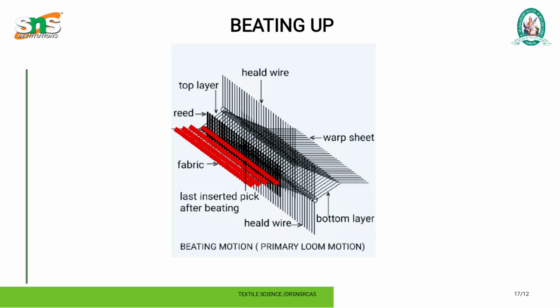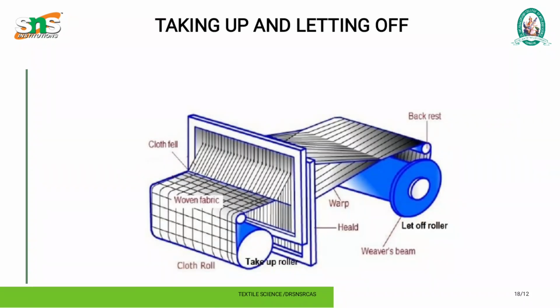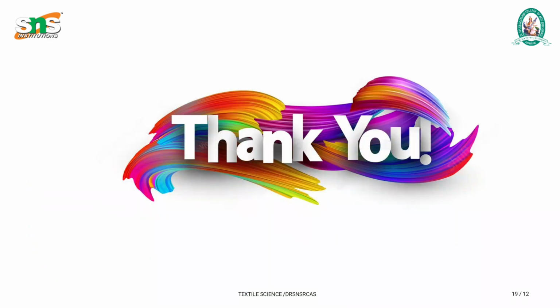So beating up is a process of moving up and down and making the yarns tighter. It will make the fabric in the next process. Taking up and letting off. Take up roller and letting off roller. So these are all the processes of weaving.